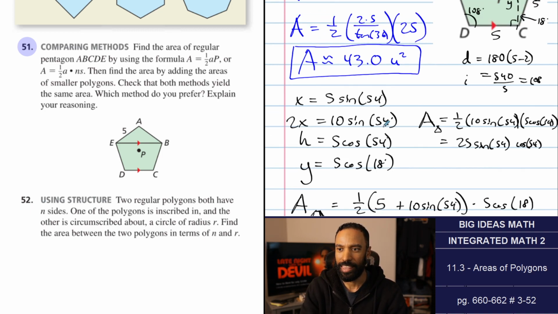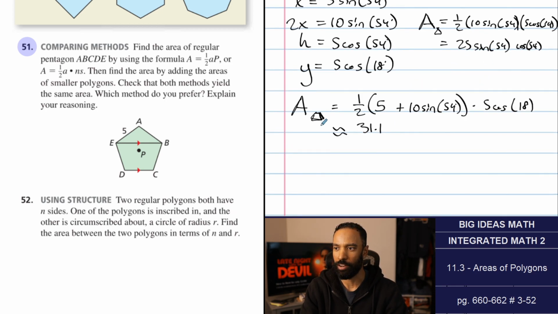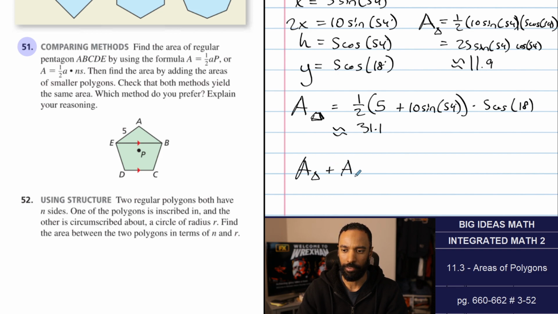And we have to add that with the area of the triangle. The triangle's area was 25 times sine of 54 times cosine of 54. Now that rounded, 25 sine of 54 times cosine of 54 is 11.9-ish. So together, when you add those two, area of triangle plus area of trapezoid, I'm going to use my exact answers that I have in my calculator here. Let me show you my calculator.